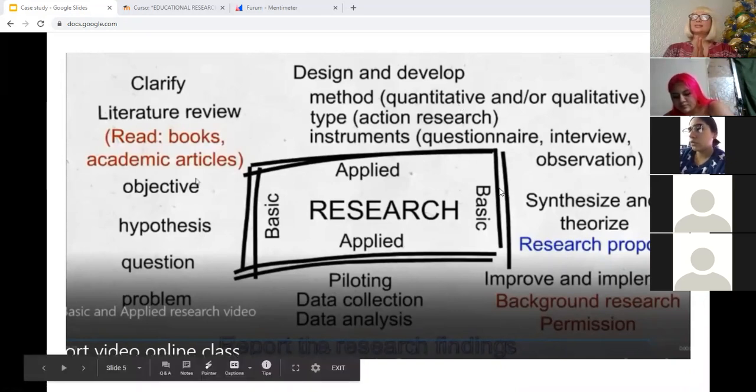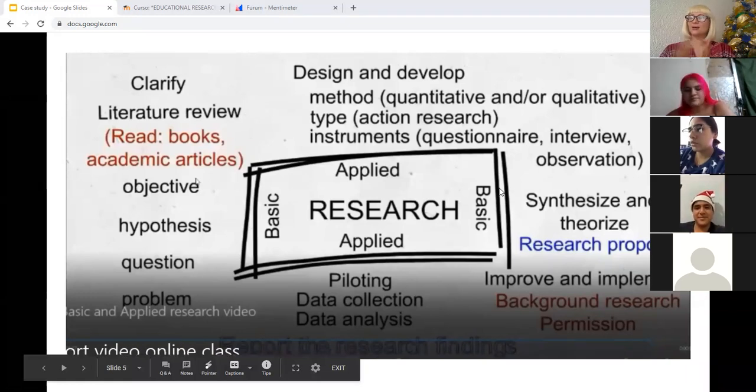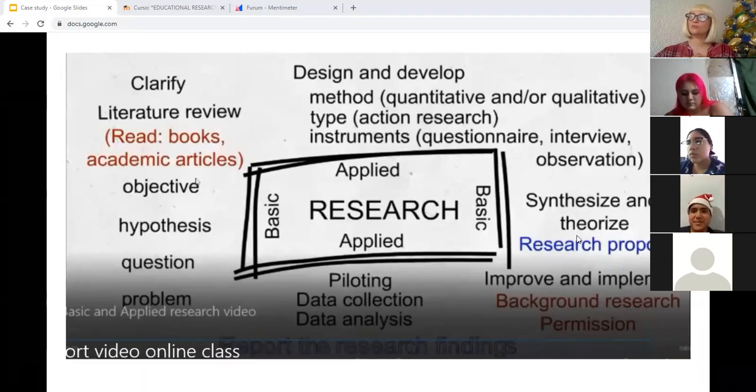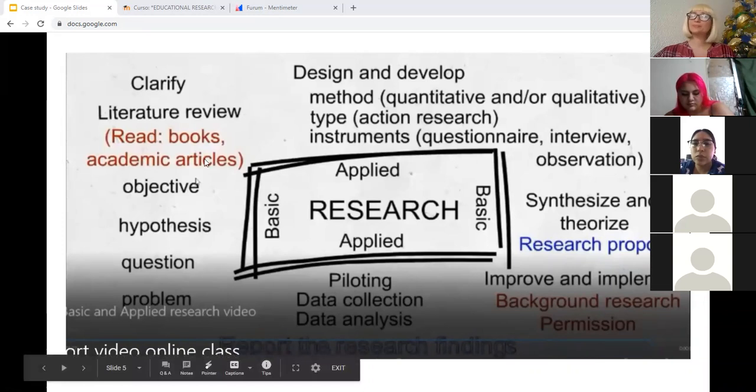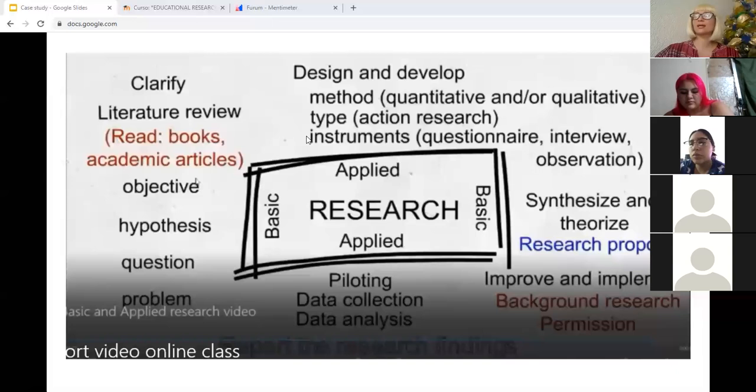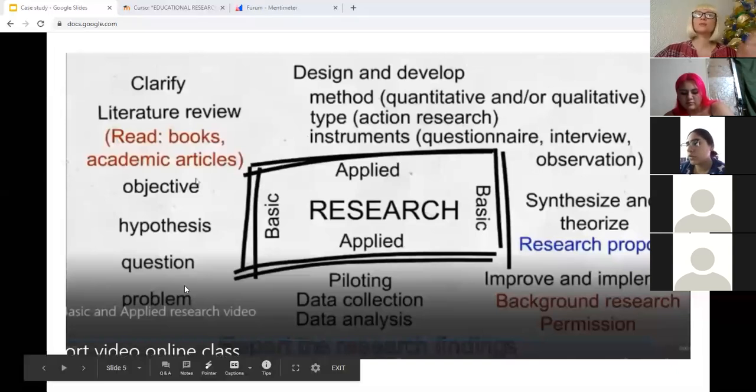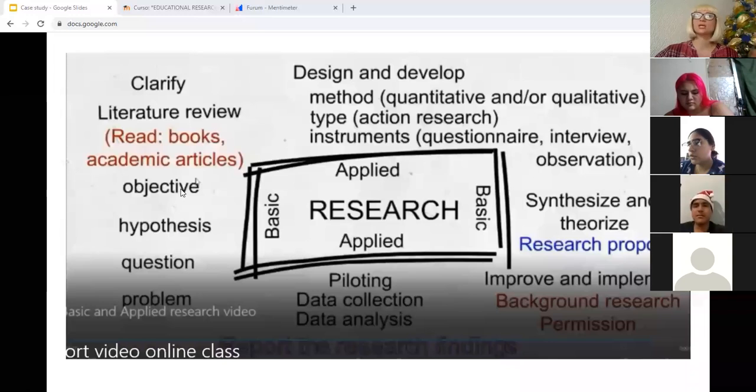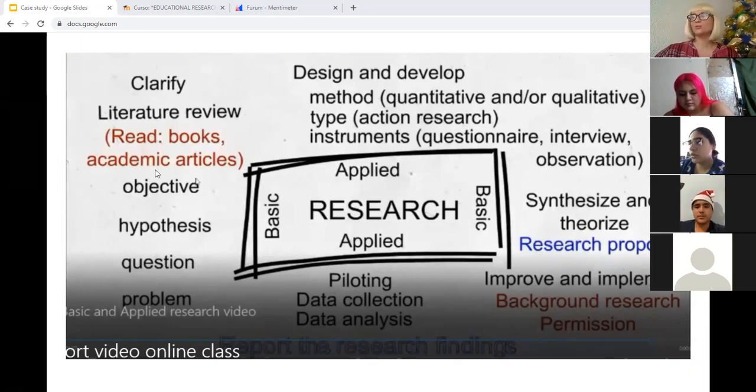Okay, so this chart you have seen at the beginning of the course in the first unit in the video, right? And now you can understand and see that you have done most of this already, right? So let's say you have a problem, you have a question, hypotheses, objectives. So now this is the time where you are reading. You already had the chance to analyze some articles in order to come up with your conceptual framework. But now you should look for really reliable, credible sources.